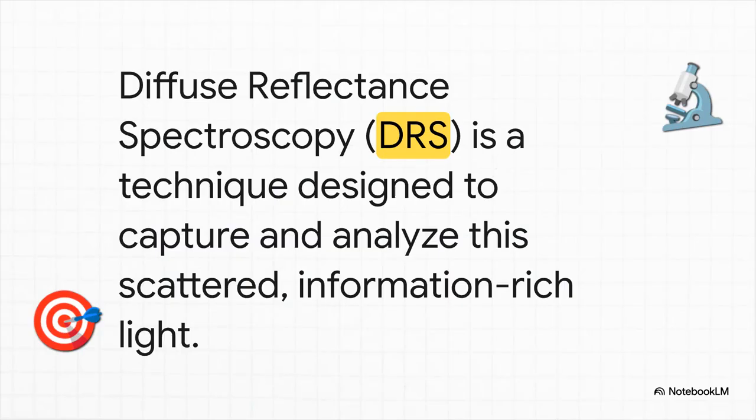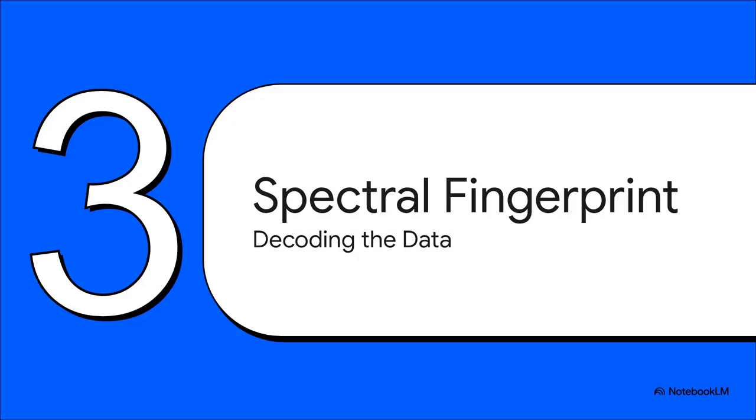So this is the whole point. An entire field of science, diffuse reflectance spectroscopy, or DRS for short, was developed for one specific reason: to capture and make sense of this messy, scattered, but incredibly informative light. It's a technique that's designed to listen to the chemical whispers coming from inside the material itself. Now, catching this light is one thing, but how do we turn it into something we can actually read? How do we decode what it's telling us?